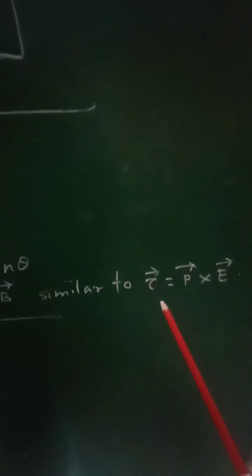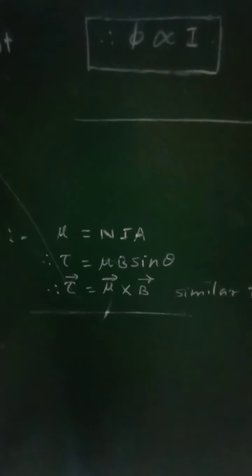It will be similar to the torque in the case of an electric field, that is torque equal to P cross E, where P is the electric dipole moment and E is the electric field. So in this way the torque in the case of magnetic field as well as electric field will be similar.